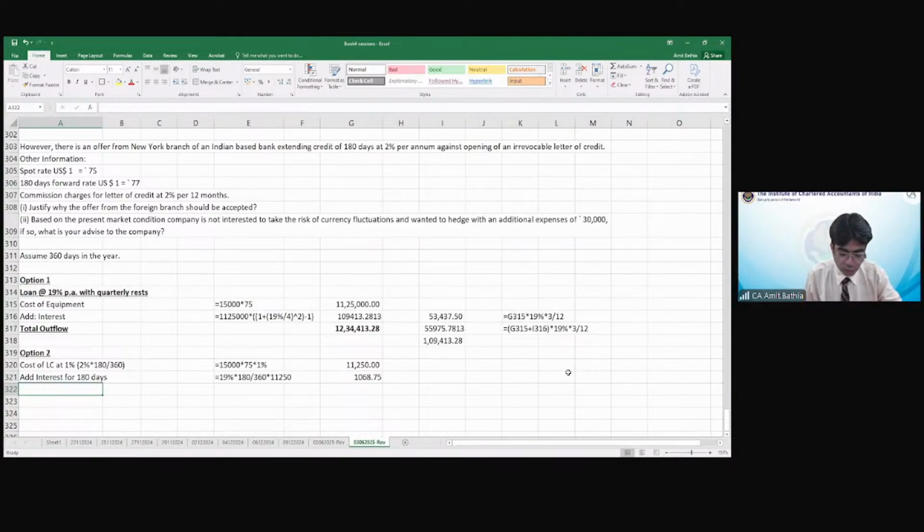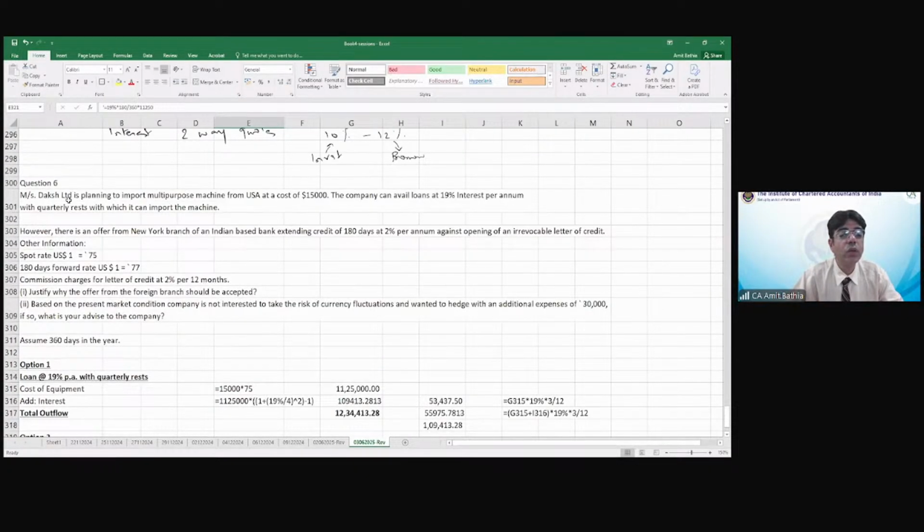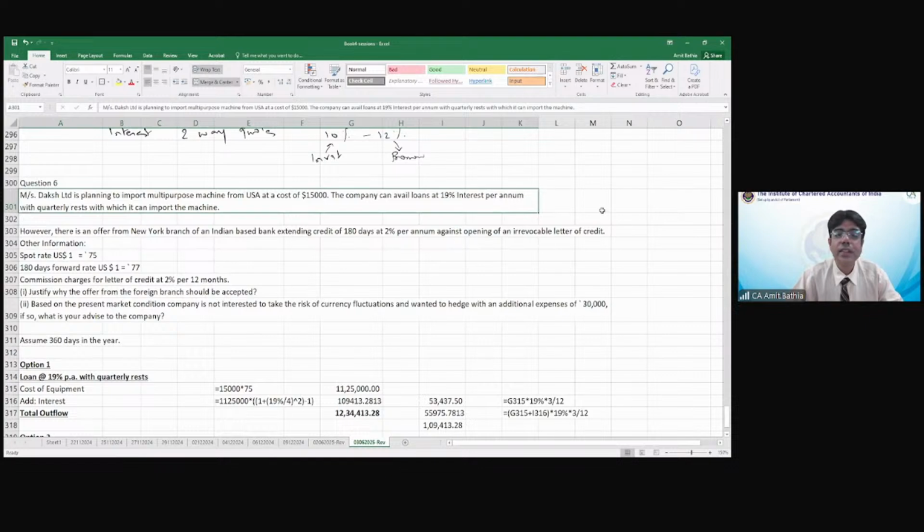Now you might have observed one change over here: I have calculated 19% interest on a non-compounding basis. I am not compounding this interest. Have you noticed that? Why is it so, sir? Earlier, we have compounded over here. Why? Because earlier, I was specifically told this is 19% interest per annum with quarterly rests. So specifically, I was told what the quarterly compounding is supposed to be.